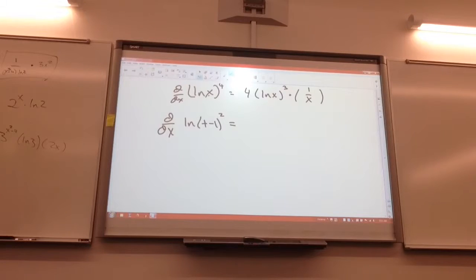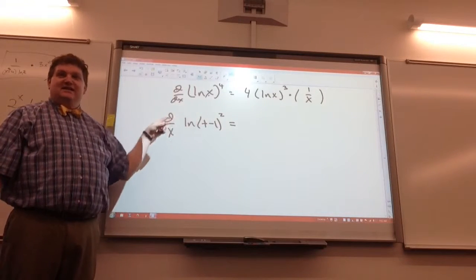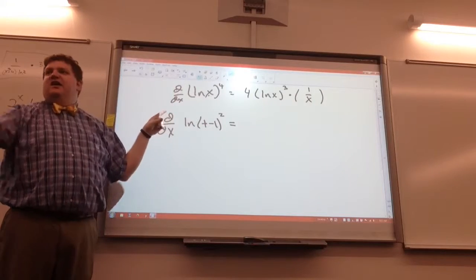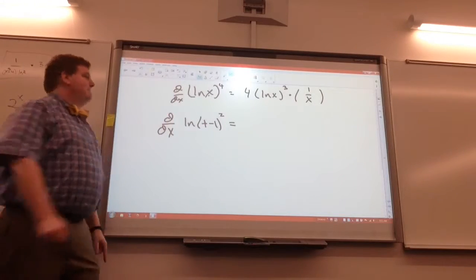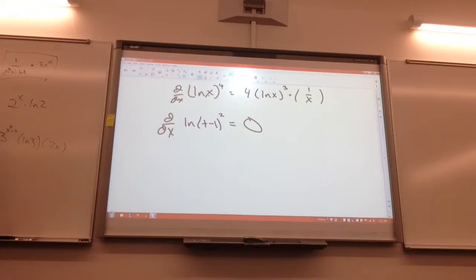Is it t or x? Is it implicit? No, it's not implicit. So what would all this be then? If it's not in terms of x, it's just a constant. What's the derivative of a constant? Zero. Yep. That's why, everybody.